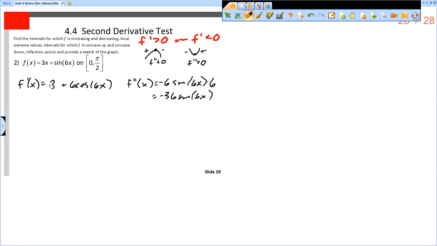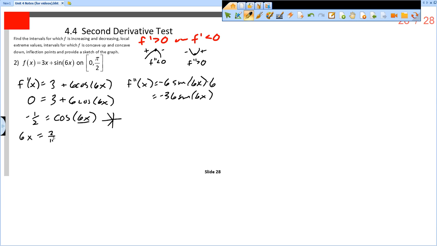All right. And so now what we want to do is set each of these equal to 0. So 3 plus 6 cosine of 6x equals 0. All right, and so I subtract 3, divide by 6. So I get negative 3 over 6, or negative 1/2 equals cosine of 6x. All right, and so now we want to figure out when is cosine equal to negative 1/2. So if we're thinking in terms of the unit circle, we know cosine is negative 1/2 in quadrants 2 and 3. Right, and so that would be where 6x, remember 6x is the angle in here.